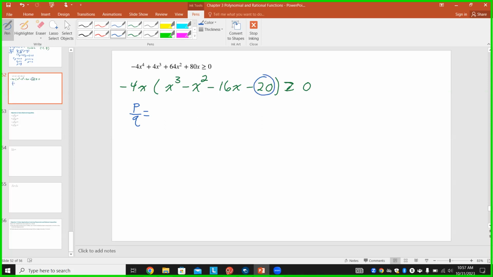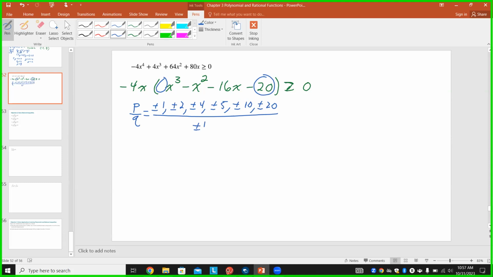So what are all my factors of 20? Plus or minus 1, plus or minus 2, plus or minus 4, plus or minus 5, plus or minus 10, and plus or minus 20, all divided by the leading term. So we kind of saved ourselves some work there by reducing our numbers, which is just plus or minus 1. And then we're left with all of those numbers.